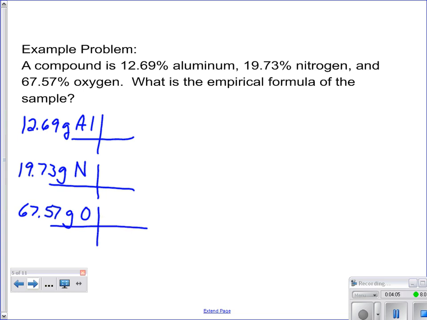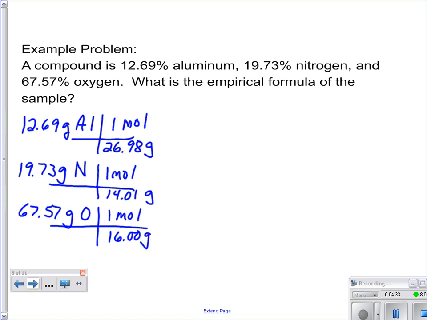So step one tells us that we are going to convert to moles. I have to convert each of these to moles, and I know that you had quite a bit of practice with that last night. So 1 mole of aluminum has a mass of 26.98 grams. We know 1 mole of nitrogen has a mass of 14.01 grams, and 1 mole of oxygen has a mass of 16 grams.